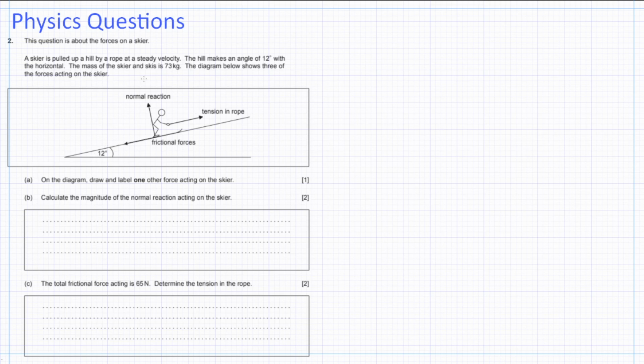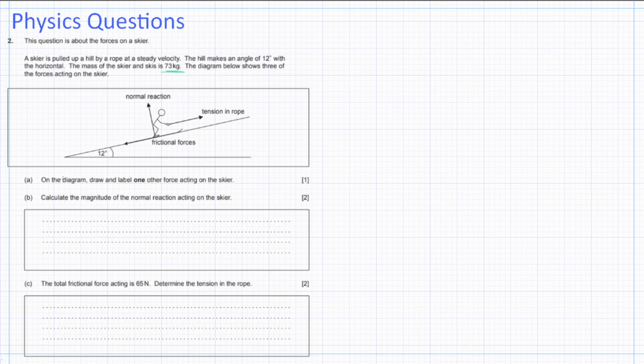With the horizontal. The mass of the skier and the skis is 73 kilograms. The diagram below shows 3 of the forces acting on the skier. So we've got normal reaction, which is always perpendicular to your surface, a tension, which is being used to pull him up, and frictional forces with the floor. The soil here is trying to stop his skis from sliding on the floor.